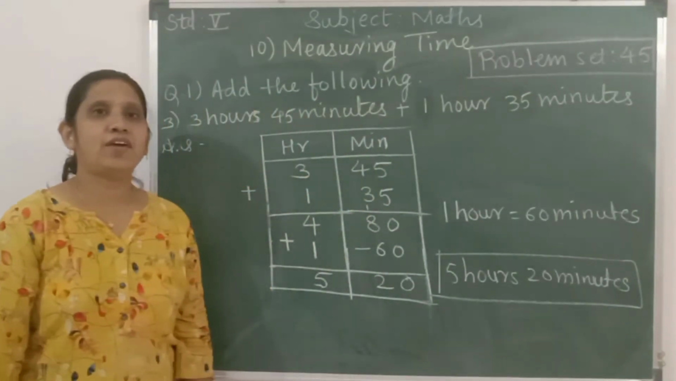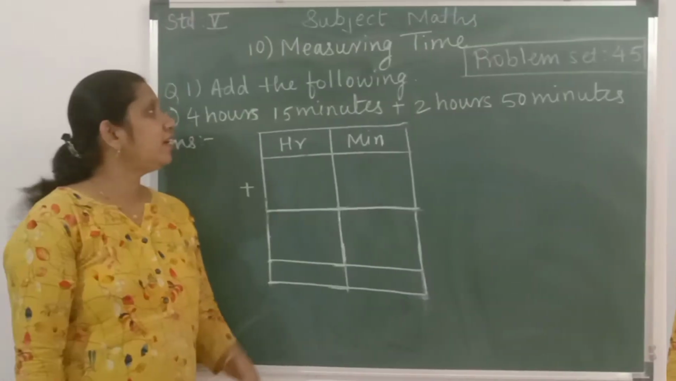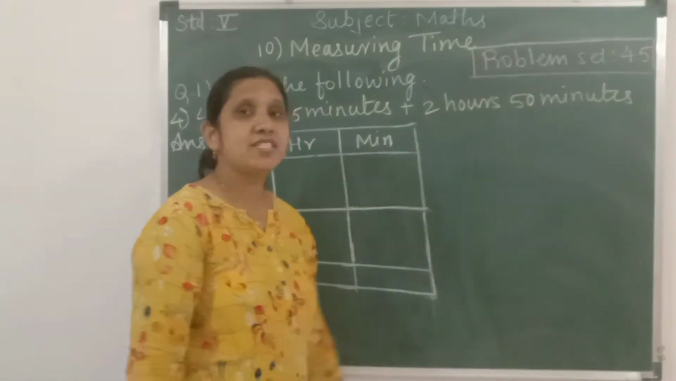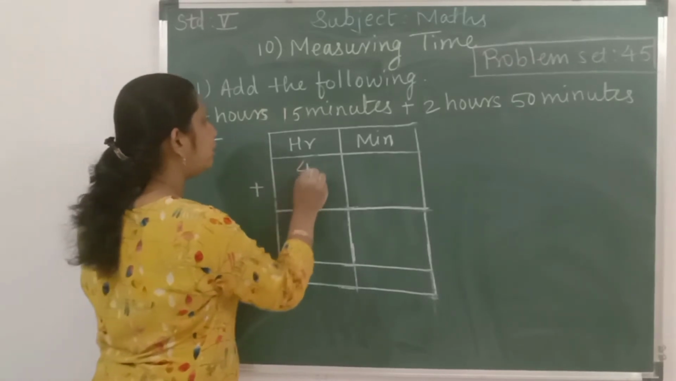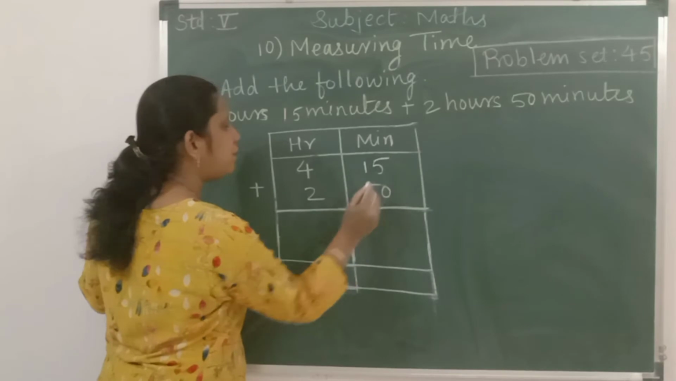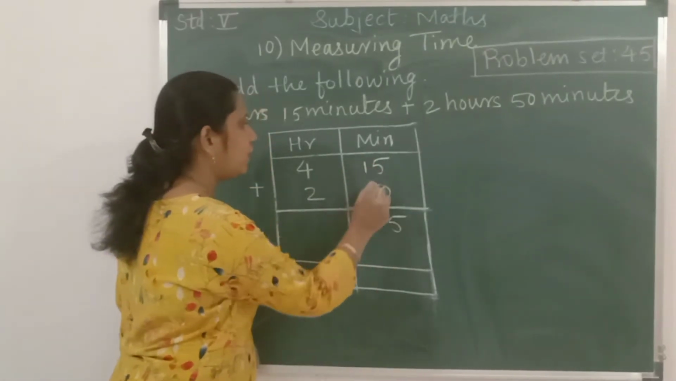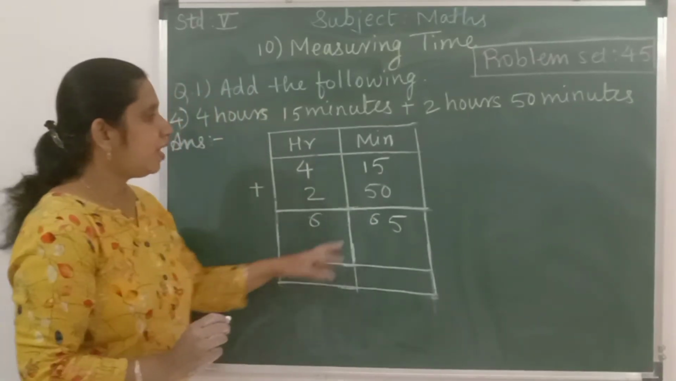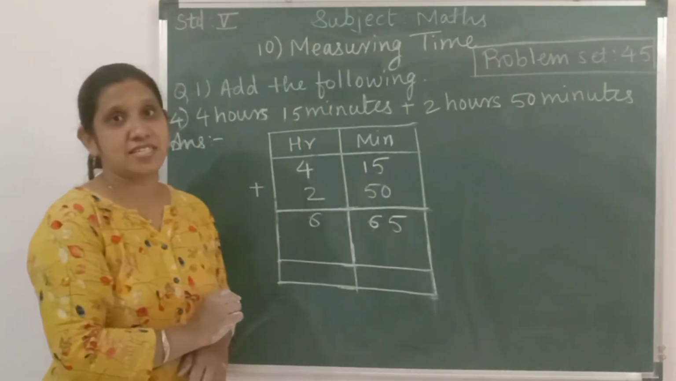This is how we have done example number 3 also. Now we'll solve example number 4. See here the example 4 hours 15 minutes plus 2 hours 50 minutes. Now let us write the numbers in appropriate column. 4 hours 15 minutes plus 2 hours 50 minutes. Let us add 5 plus 0, 5. 1 plus 5, 6. 4 plus 2, 6. Now 65 is greater than 60.